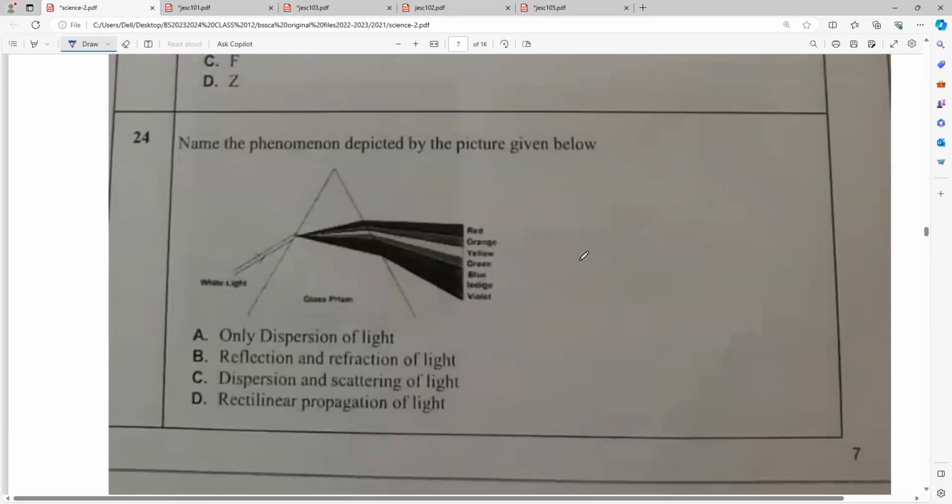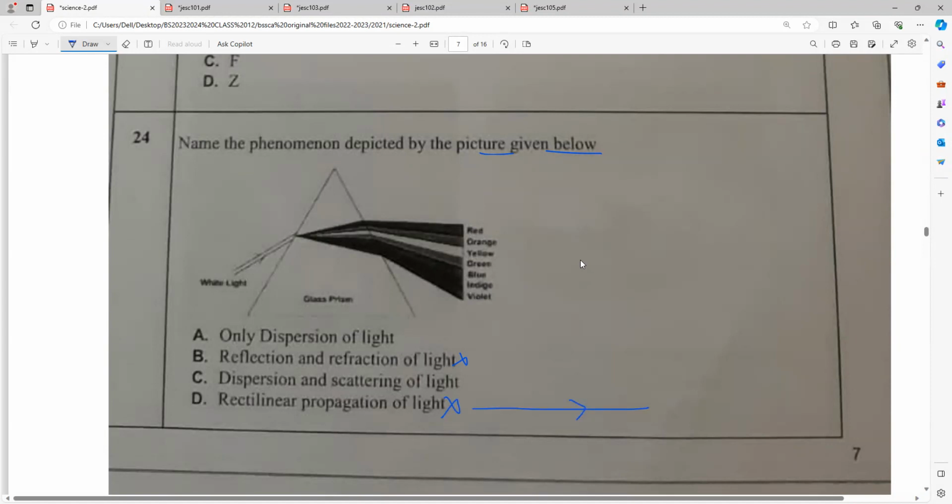Next, name the phenomena depicted by the picture given below. What is the picture here? Anyone of you? Only dispersion of light? They are asking only dispersion. Next, reflection and refraction of light? Never. Rectilinear propagation of light means light is going in a straight line. No. Then what else? Any one of you?